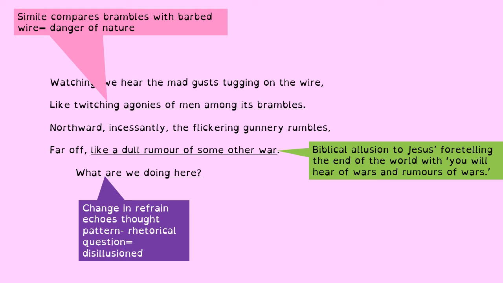And the change in the refrain here, "What are we doing here?" echoes the soldier's thought pattern, or the narrator's thought pattern. And this rhetorical question shows how disillusioned the soldier is. What are they doing here? What are they waiting for? Why did they sign up? This wasn't what they were expecting it to be.